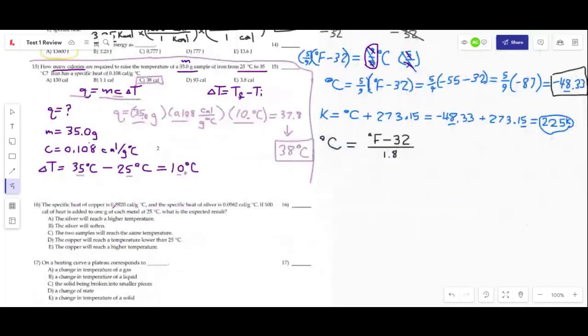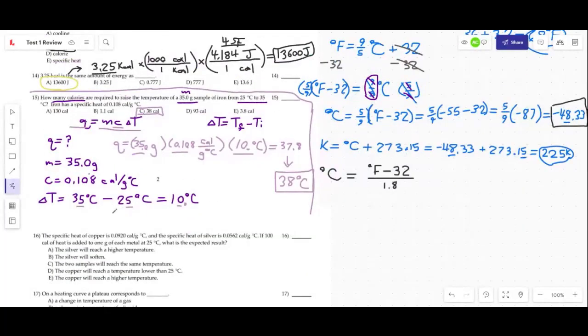Okay? Please, Michael, can you come back? I didn't understand. Why do you put here 3 SF, 35 minus 25? Where do I get the change in temperature? 35 minus 25? No, the SF, the significant figure, 10.